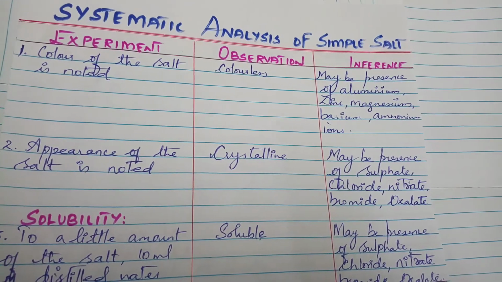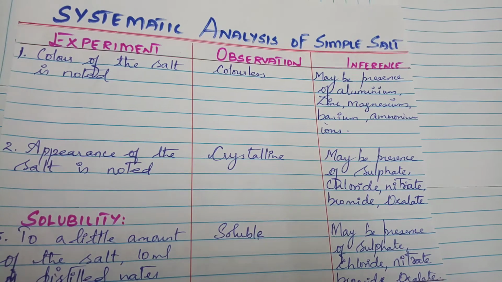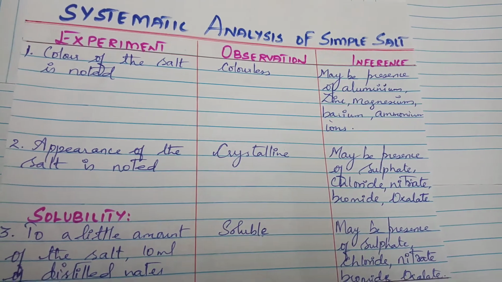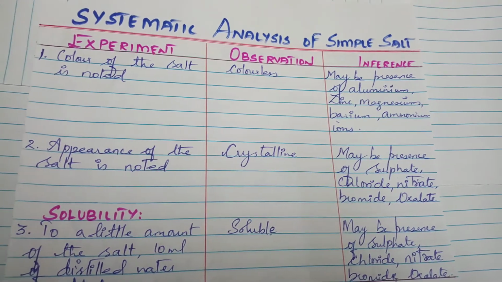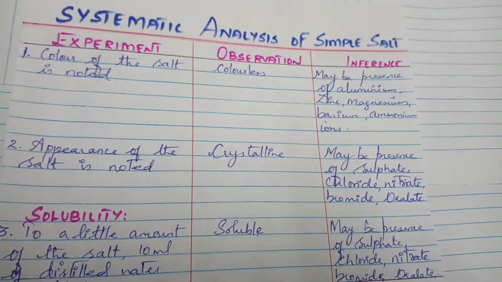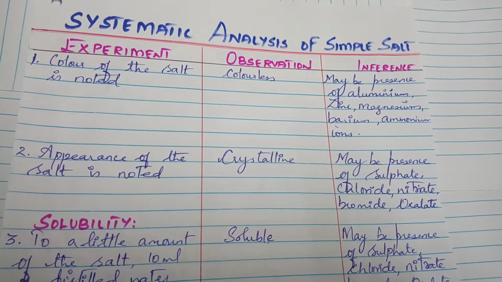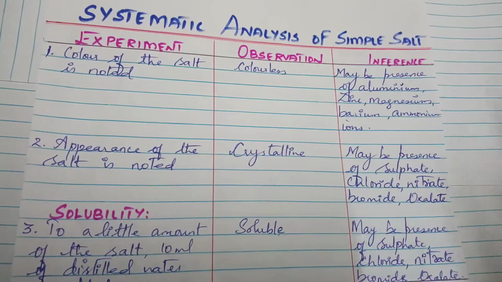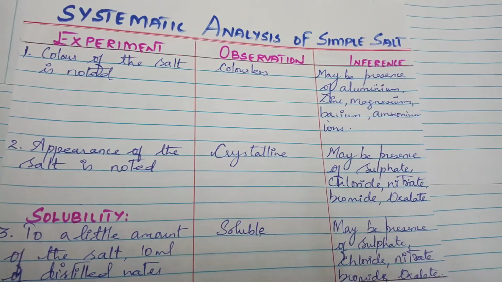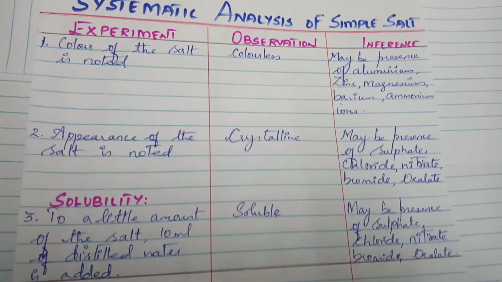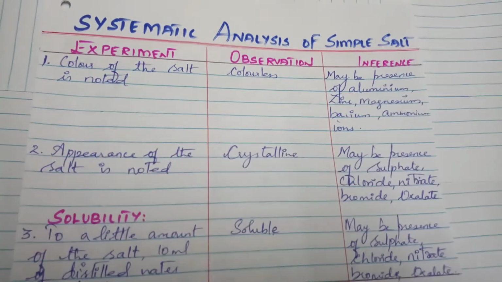So what do you infer from that? What do you identify from that? It might be the presence of, since we are not identifying directly, aluminum salts, zinc salt, magnesium, barium, calcium, ammonium, strontium, or any of these salts. So roughly we'll be writing these radicals over there.